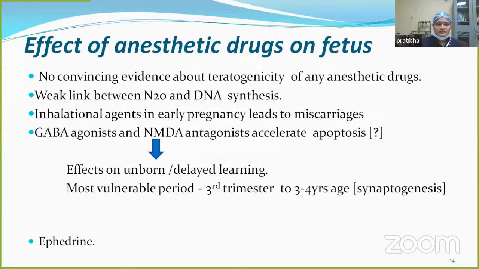Coming to the effect of drugs on the fetus, there is no convincing evidence about teratogenicity. There is a weak link between nitrous oxide and DNA synthesis. Inhalation agents in early pregnancy, and GABA agonists and NMDA antagonists like barbiturates, accelerate apoptosis, and this has an effect on the unborn, and there may be delayed learning. Further, the brain is vulnerable during synaptogenesis, which can be seen from the third trimester to 3 to 4 years of age.